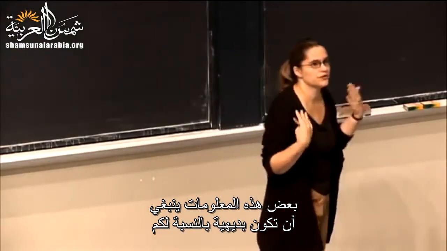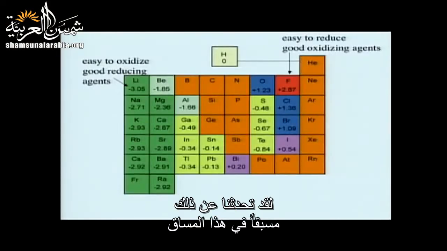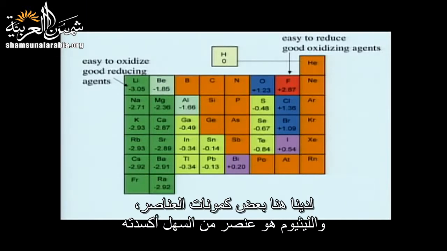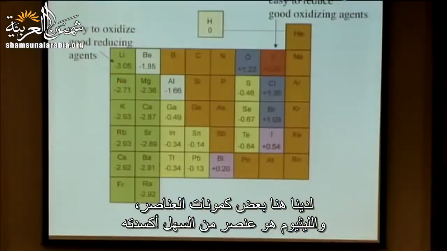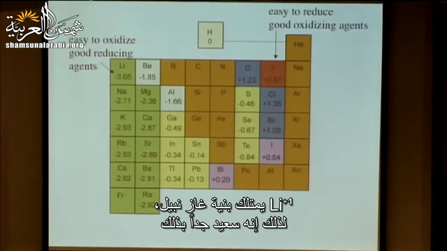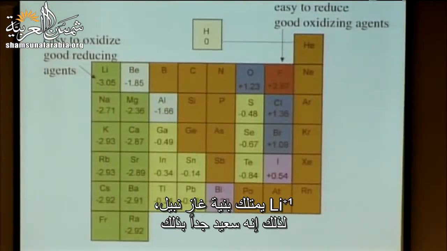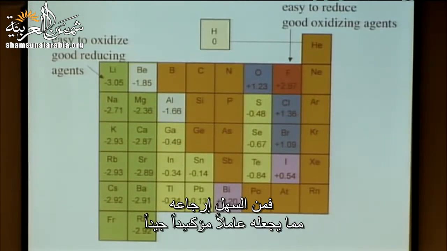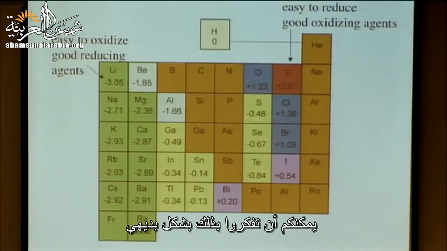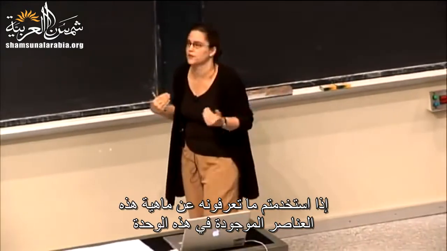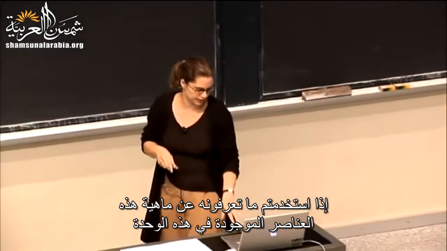Some of this should be intuitive from the things that we've talked about already in this course. If we think about the periodic table for a minute, and here are some of the potentials, lithium is easy to oxidize. It's a good reducing agent. If it's lithium plus one, then it has a noble gas configuration. It's very happy there. Whereas fluorine can get its noble gas configuration if it's F minus. So it's easy to reduce, and that makes it a good oxidizing agent. You can think about this intuitively if you think about what you know about those elements going into this unit.